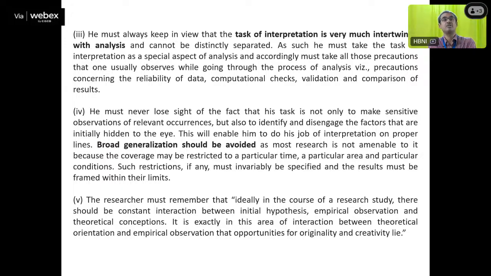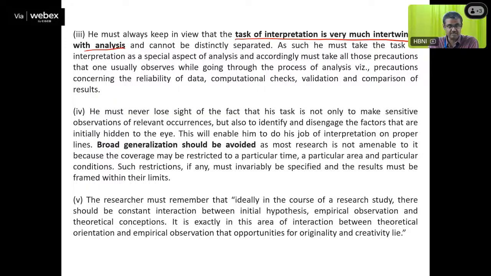Next, what are the precautions? He must always keep in view that the task of interpretation is very much intertwined with analysis. During the analysis step only, you start interpreting your results, you note down, and it cannot be distinctly separated. Because during the analysis process itself, you are doing a statistical analysis of this data, whether it is correct, partially incorrect, or can lead to false generalization during interpretation. All that you can start during the analysis step itself. So interpretation cannot be separated from the analysis, but it forms a separate topic as such.